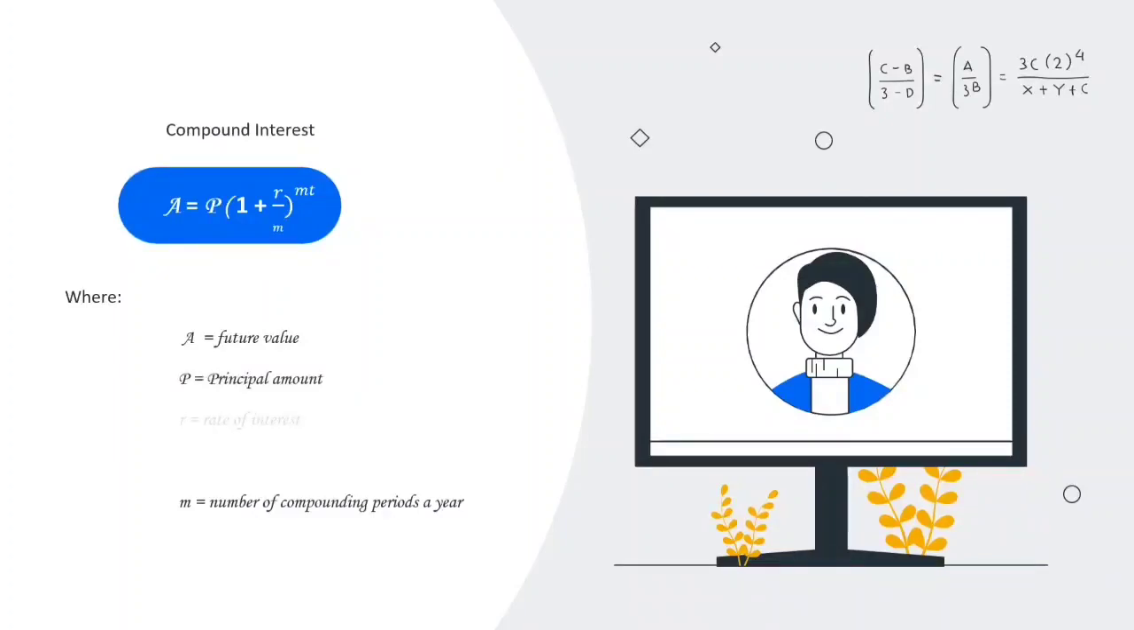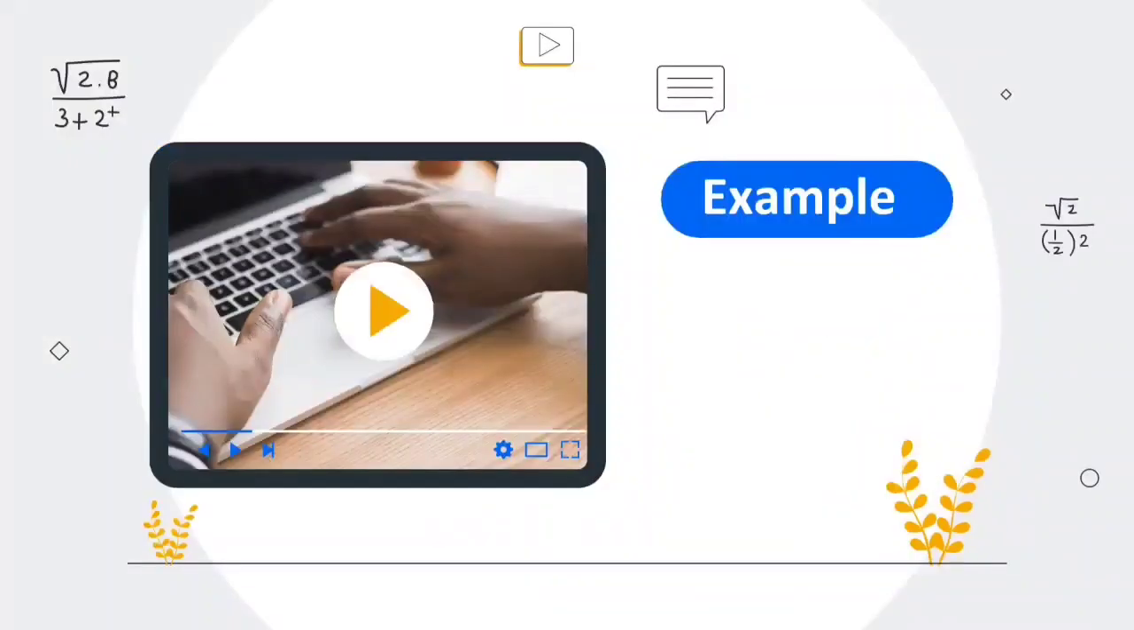R is the rate of interest. And then we have T for the time, or the term in years. Now M would be the number of compounding periods a year. So basically, if we say semi-annually, that's 6 over 12, so that's 6 months. And then quarterly pertains to 3 months.